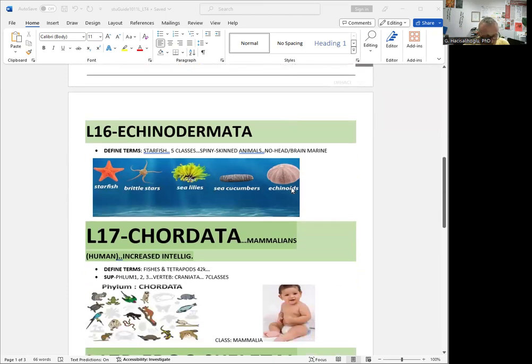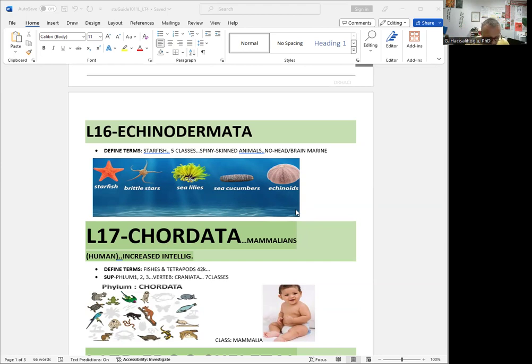Okay, lab 16 is the next lab, which is Echinodermata. This is phylum Echinodermata. It is a smaller one, with 7,000 species listed under Echinodermata. No head, no brain. They are mostly marine. Starfish is our number one represented species here. There are 5 classes under phylum Echinodermata. The class number 1, Asteroidea, which is like sea stars, are in this group.